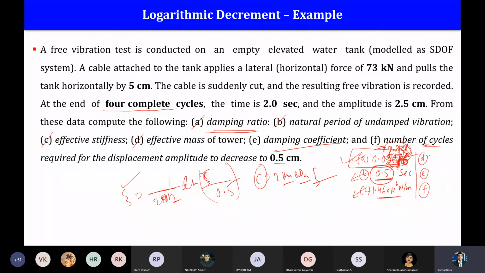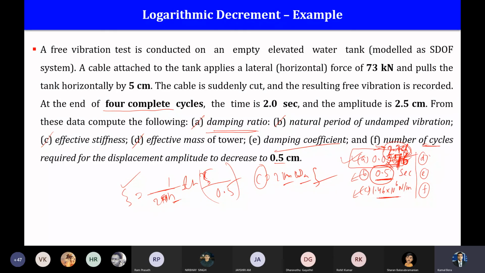Now once you have zeta, this is the natural period of vibration, that means omega n. We know omega d is omega n root over 1 minus zeta square, right? Zeta you obtain, but omega n and omega d you have to find. Omega d is the damped one, so it tells how much time it takes to get one cycle, right? So from that you will get omega n. Tn you know, so that means omega n you also know.